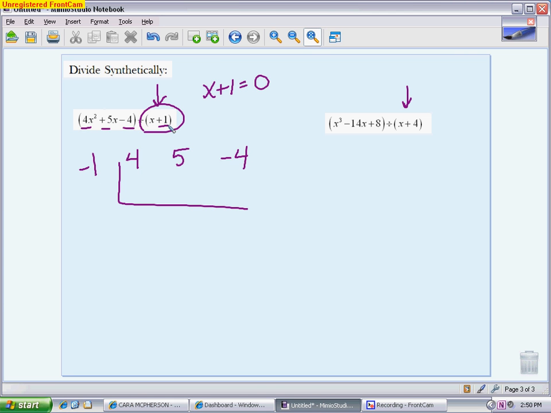The way synthetic division works is you drop down the first number. You're going to multiply diagonally, so negative 1 times 4 is negative 4, and then you're going to add vertically. Then you're going to multiply again. Negative 1 times 1 is negative 1. Then you're going to add vertically.